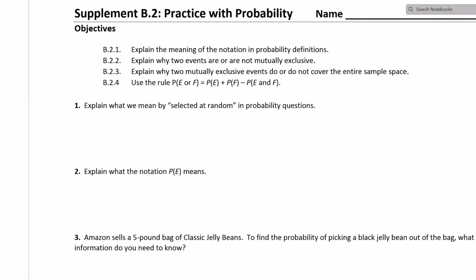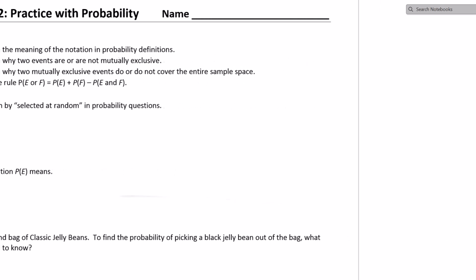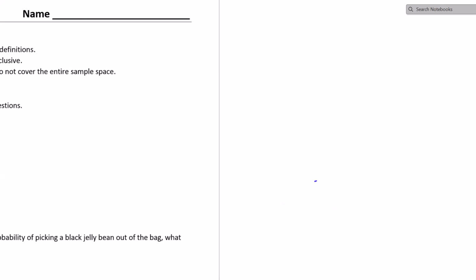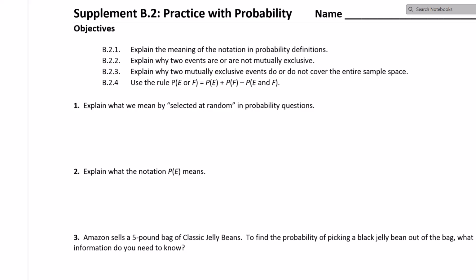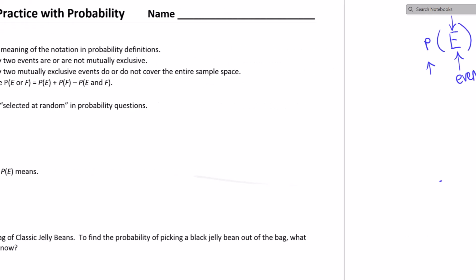So first, let's talk about the meaning of the notation in probability definitions. When you say the probability of some event called E happening, we're using notation to describe the probability, that's the P, of some event, E. It doesn't really matter what letter you put on the inside, but typically we'll use P on the outside. A lot of notation uses a lowercase p. I think over here they use an uppercase P. It doesn't really matter. P is for probability.